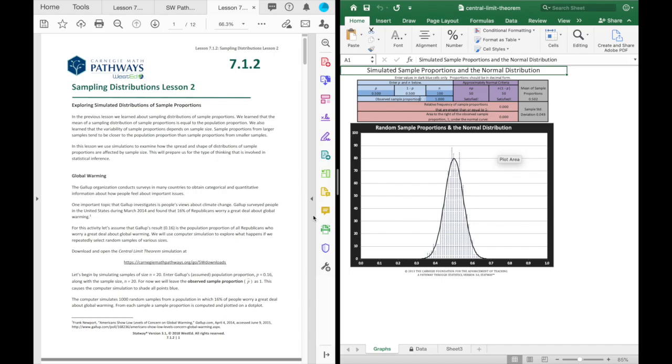Today we're going to be doing lesson 7.1.2, which is sampling distributions, lesson 2. So, exploring simulated distributions of sample proportions.